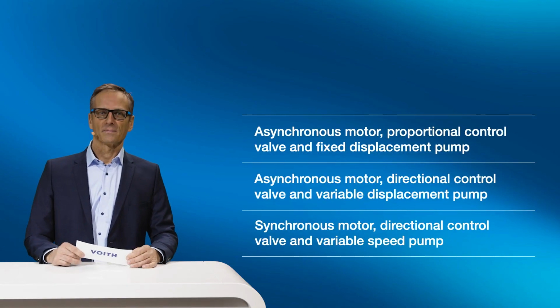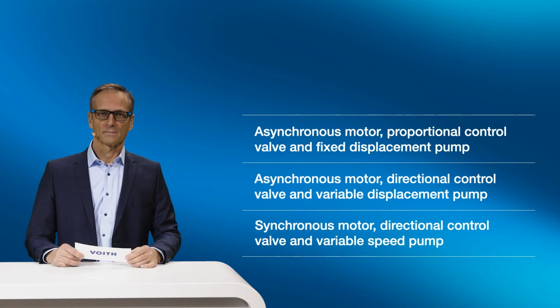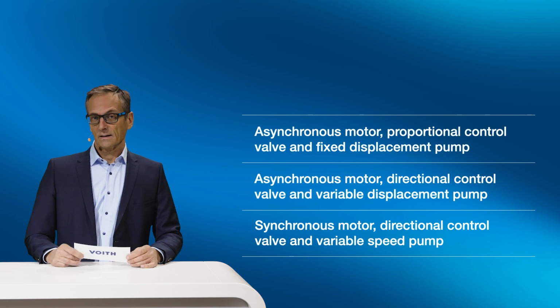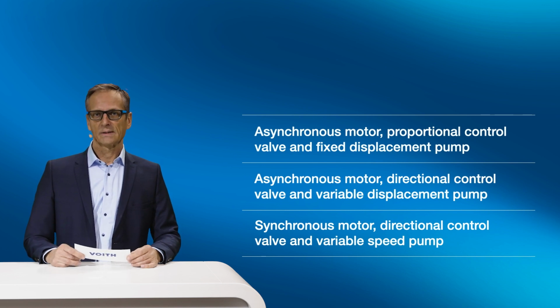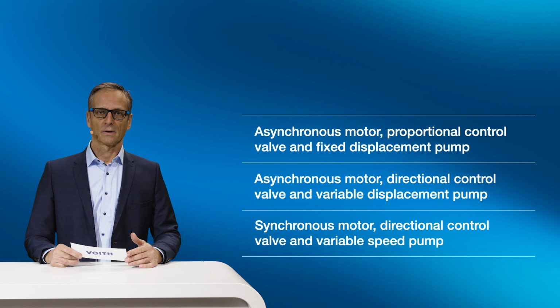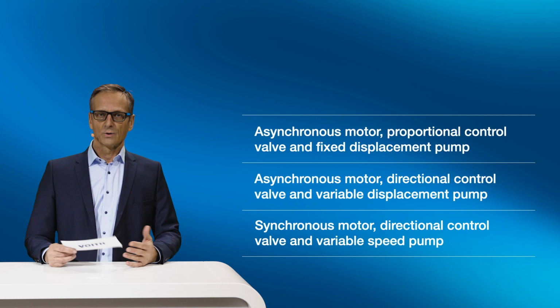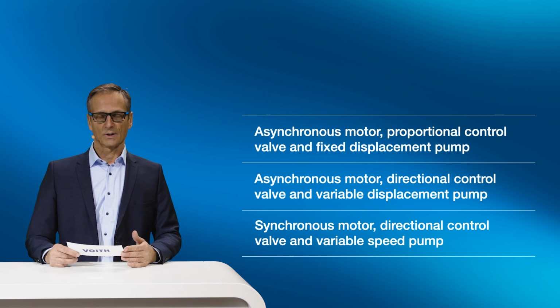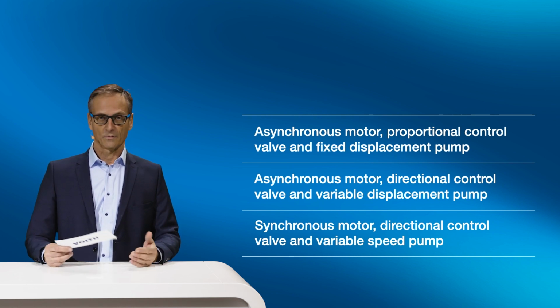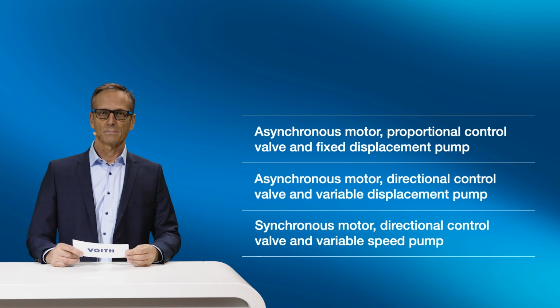Thank you, Alexander, and welcome to all participants. In industrial hydraulics today, we see three main approaches to controlling pressure and flow. The standard approach: an asynchronous motor that drives a fixed displacement pump. A first improvement: use a variable displacement pump to adjust the oil flow. And finally: use a variable speed servo motor with a fixed displacement pump.